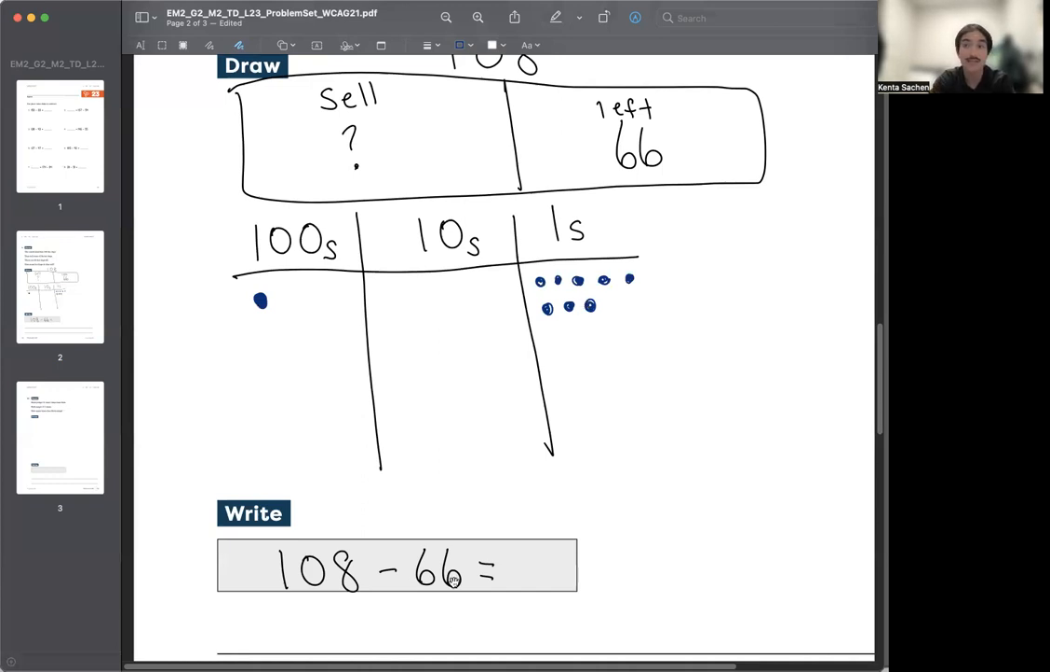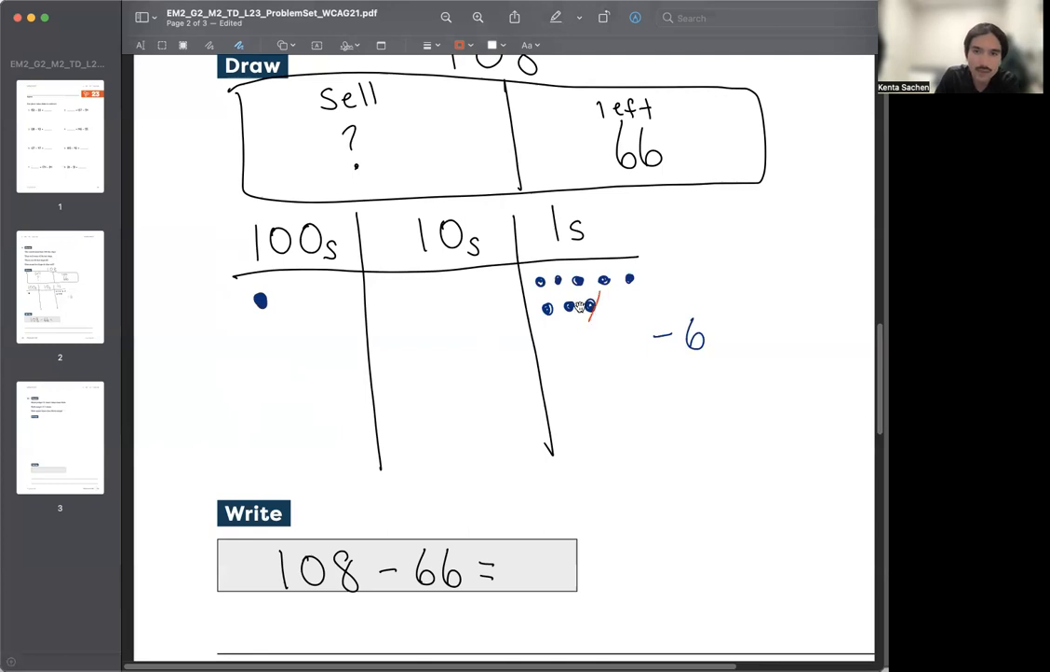Now we need to subtract 66. And if you remember from yesterday, I'm going to subtract the ones first. Minus 6. Do I have enough to subtract 6 from here? Yeah, I do, right? So go ahead and subtract 6. So take away 6 of them and write how many you have left. Go ahead.